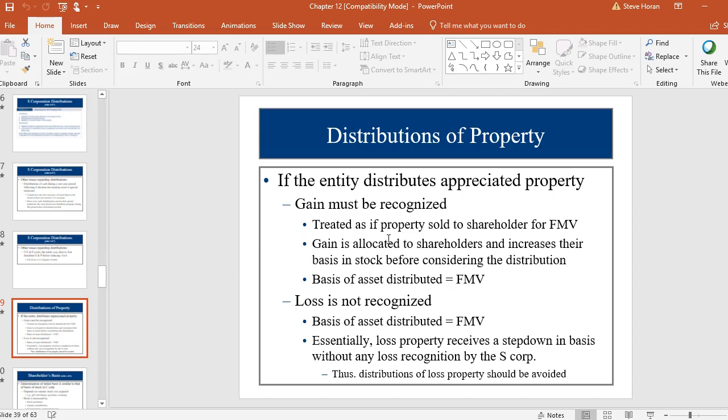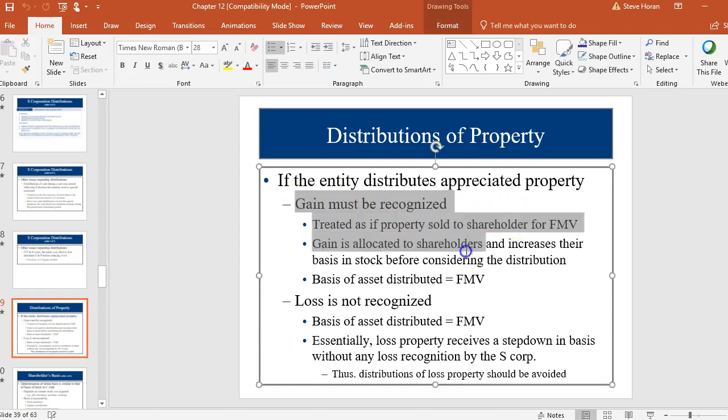Okay, then we have distributions of property. So this is coming out of distributions of cash. If an entity distributes appreciated property, gain must be recognized. Okay, that's the key right here. Gain must be recognized. Treated as if the property was sold to shareholder for fair market value. Gain is allocated to shareholders and increases their basis in the stock before considering the distribution.